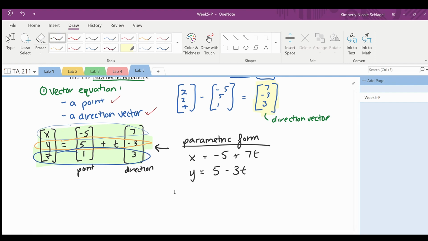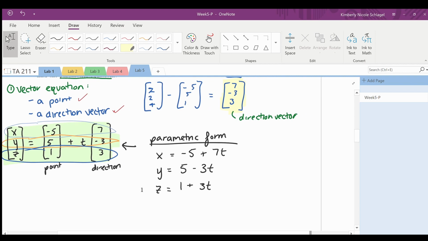Right here, our z equals 1 plus 3t. And I guess I didn't mention this in the last part, but I should have: you should always write that your t is an element of the real numbers. That just means that t is any real number. So we can multiply our direction by any real number t, and it's still going to give us a vector in the direction of our line. I forgot to mention this last time, but make sure that you write this down.